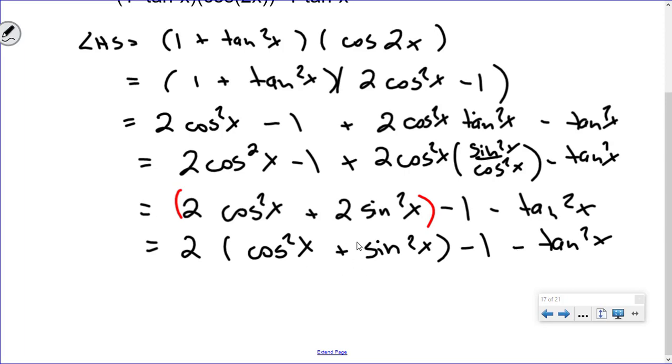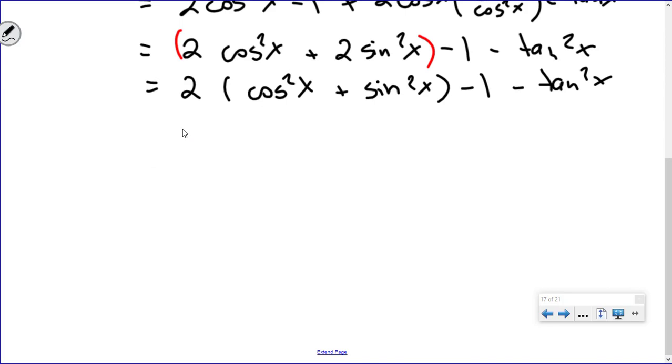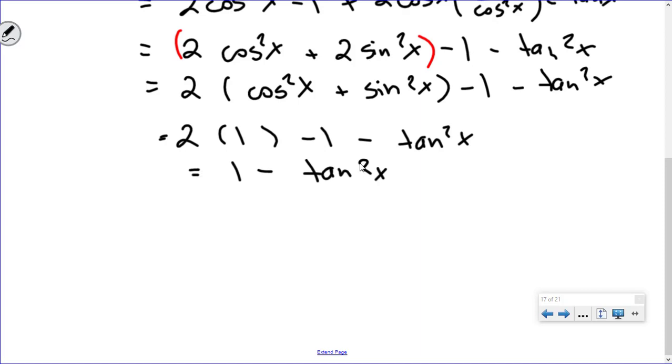And what is cos squared x plus sine squared x? 1. Right, so that means this thing is 2 times 1. And 2 times 1? 2. 2 minus 1 is? 1. So what are we left with? 1 minus tan squared x, which is the right-hand side. QED. I have a question.